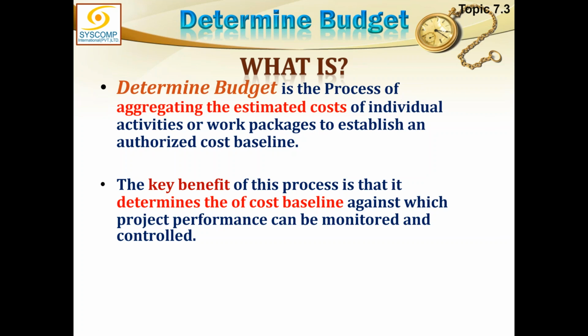Because when we are dealing with the tactical level, that is the work package and the activity, when you are going into that much detail, this is the estimation. This is rolling wave planning. So the key benefit of this process is that it determines the cost baseline. Ultimately, once the budget has been debated and agreed by both parties, that is the time when it is authorized as a cost baseline, which I explained to you is in the form of an S curve.